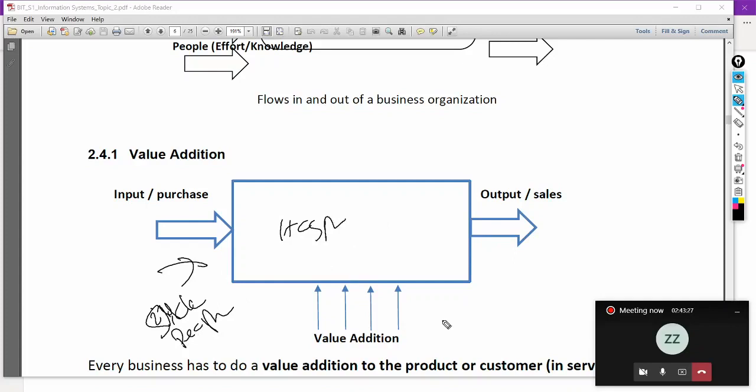So healthy people, or healed people, right? That means they must feel like, okay, there's a value addition. Now I feel better. Now my sickness is no longer there. So that value addition you have to do.